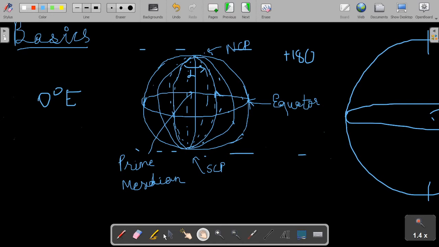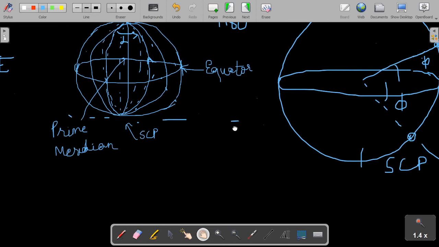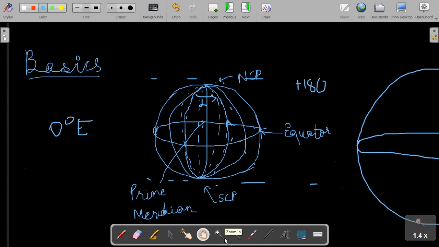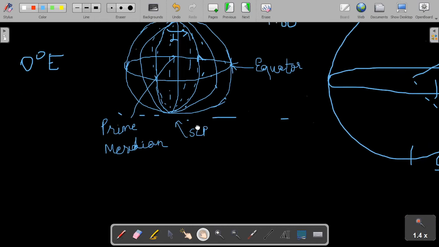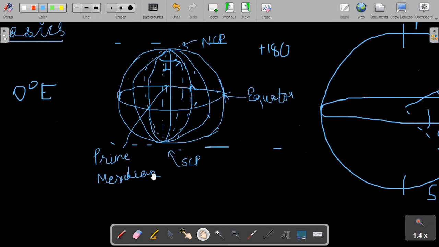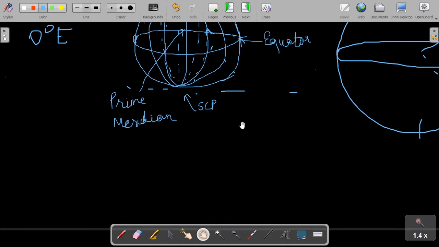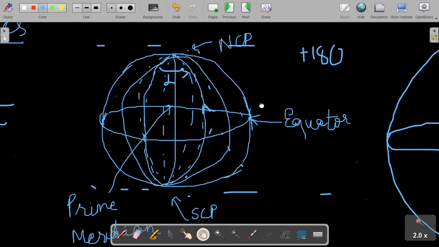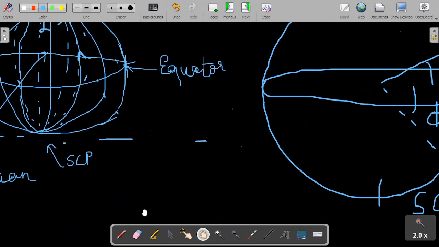So now let's talk about the meridians of longitude. Basically, the longitude is measured from a reference point, and the reference meridian in our case is the prime meridian, which passes through Greenwich in England. I think that is in London, but I don't really know. If it isn't, you can always correct me in the comments.